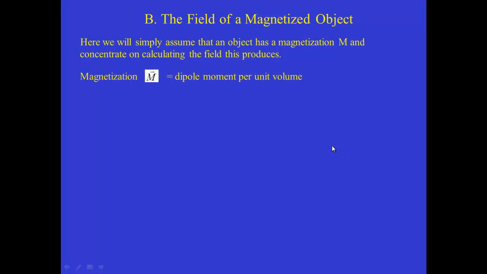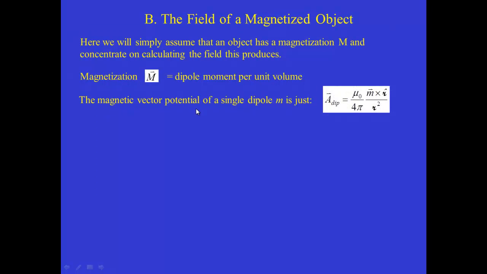So we start by defining magnetization more carefully. Magnetization is defined for a solid object as the dipole moment per unit volume in that object. And of course it's something that can vary in space. It isn't necessarily the same everywhere. The magnetic vector potential of a single dipole m, we've already learned how to calculate, and it's given by this familiar expression that we learned at the end of chapter 5.